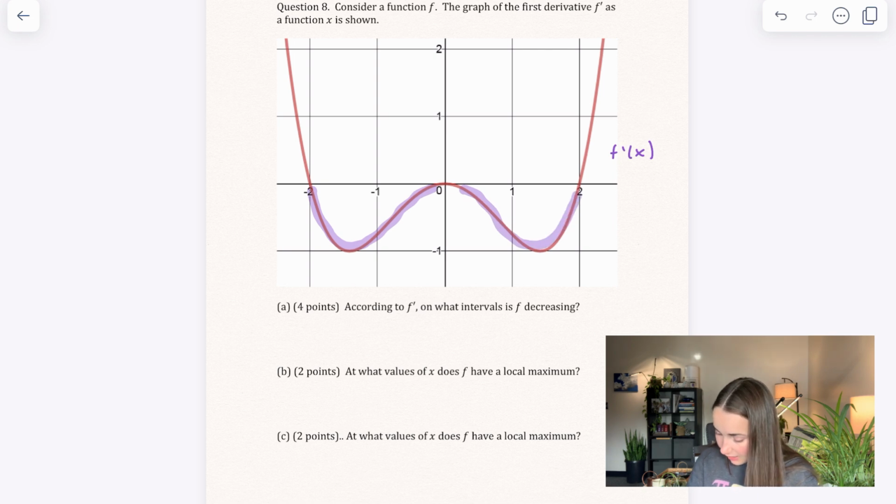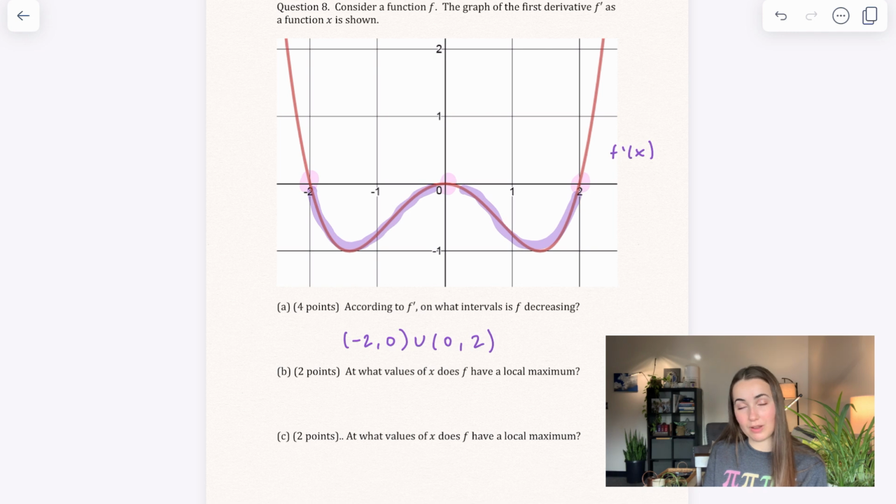We have to be very careful not to include the critical values. So we have 3 critical values right there. So here, what I would do is I'd go from -2 to 0, union 0 to 2. I cannot include 0 because 0 is a critical point. That's where a function is neither increasing nor decreasing.